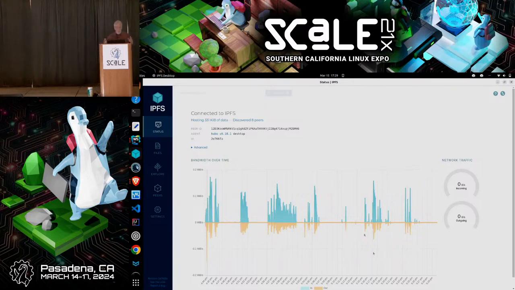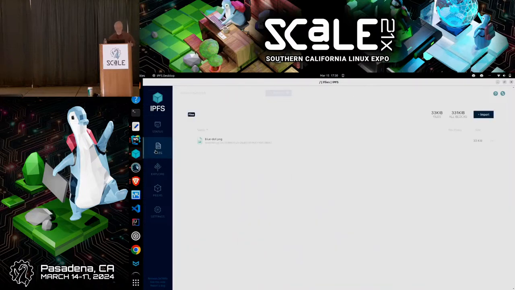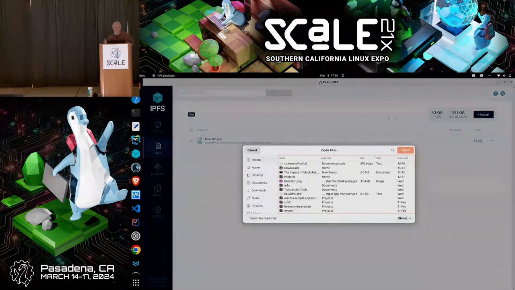So you might say, well, let's put something up on the IPFS. I'm going to try to do that. Let's see, okay, let me go import, let me go file. How about, we did blue dot already. Oh, jeepers.